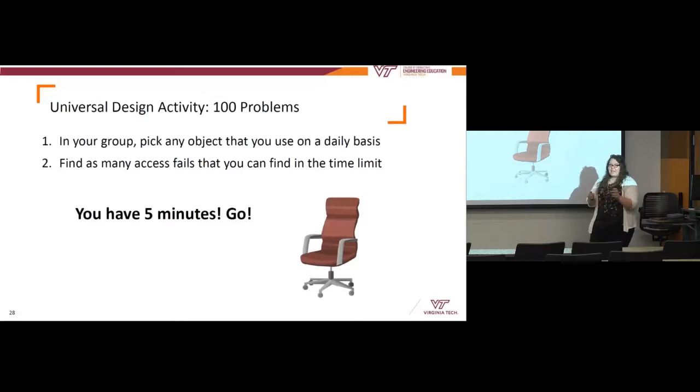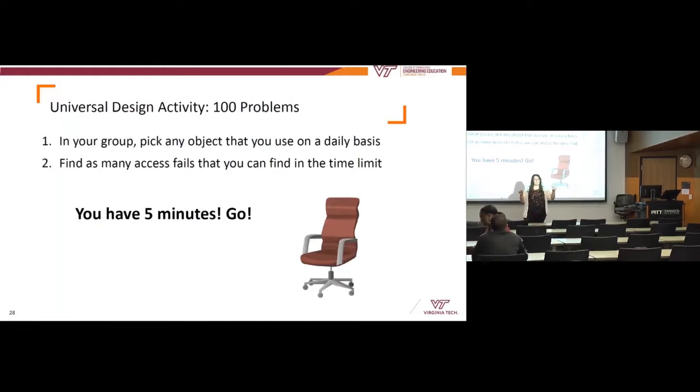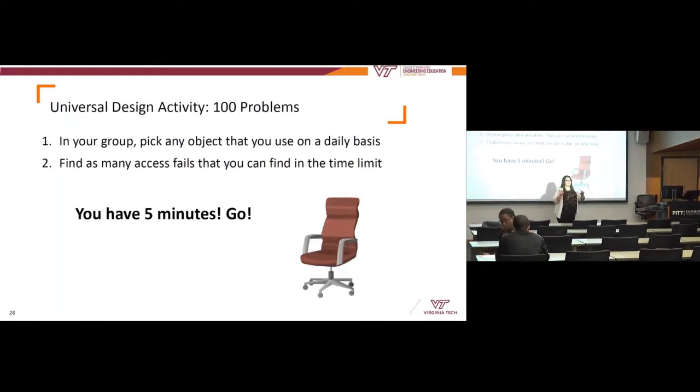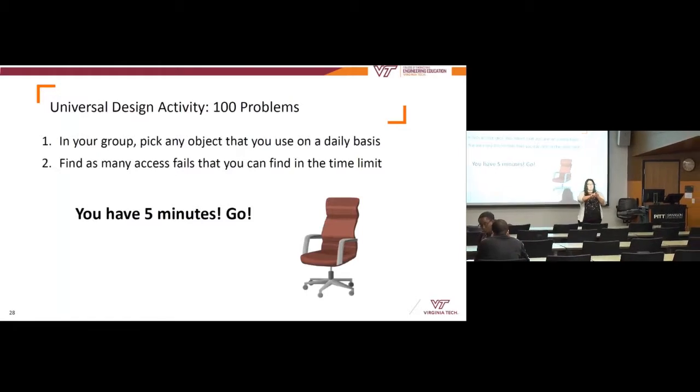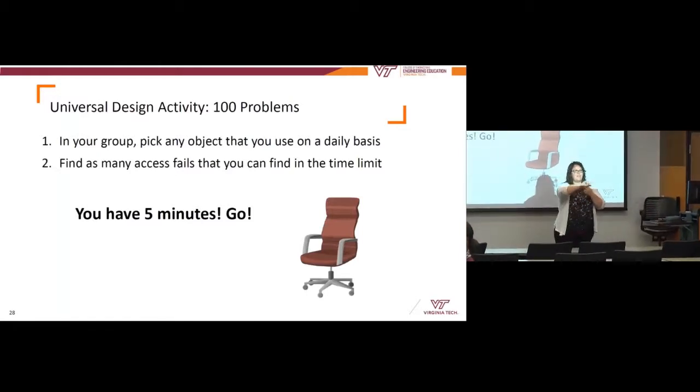You probably won't find 75, because I'm not giving you a whole week to do this. But pick an object and think of all the different types of disabilities. It could be any object that you encounter or use on a daily basis. How accessible is that object or technology? We'll do a really quick report out from all the groups. Tell me what your object was and how many problems you found. If you want to go first.